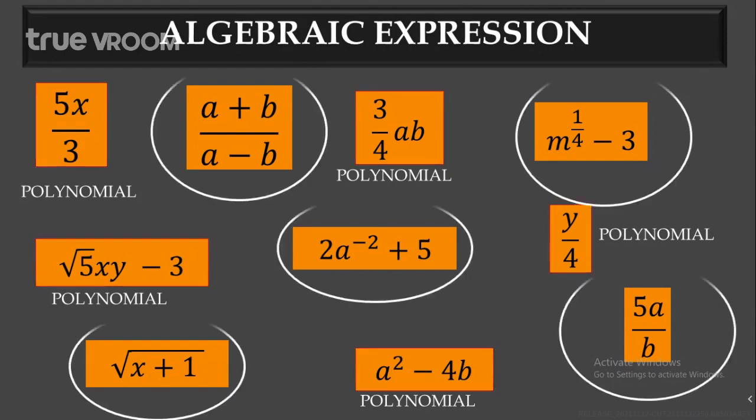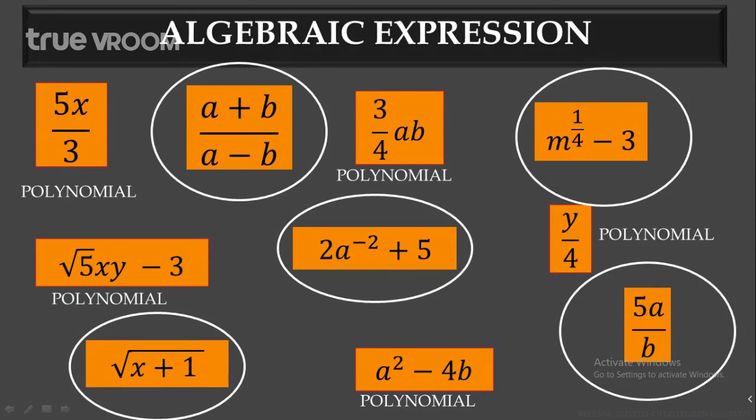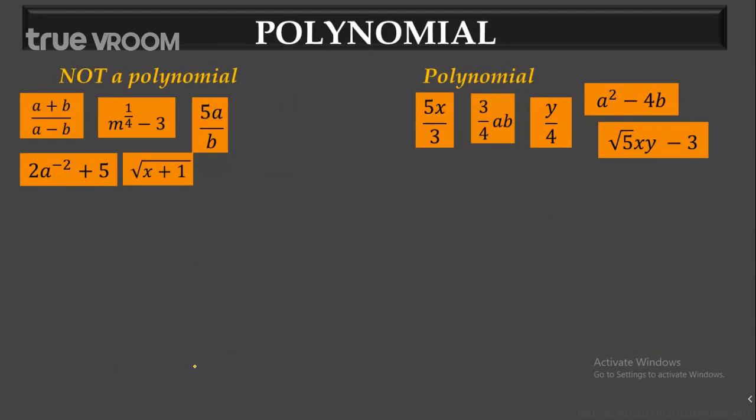These are not polynomials. Why? They did not follow the rules earlier. There is a variable here, the exponent is 1/4, there is a -2 exponent, there is a variable in the denominator, and there is a variable inside the radical sign. So we cannot say that these expressions are polynomials because they did not follow the rules stated earlier. Understood? So this one, I'm going to show you: not a polynomial, a polynomial.